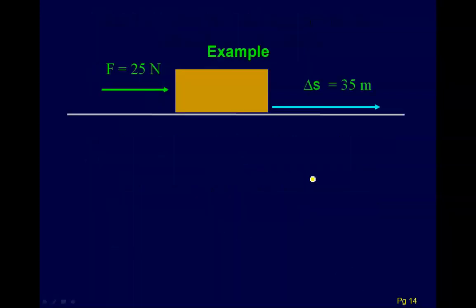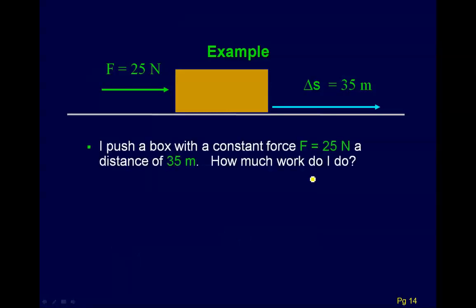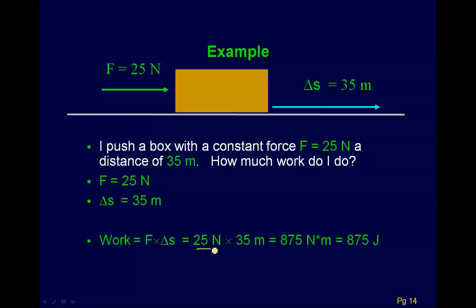Let's try an example. Here's a box. I'm pushing on the box with a force of 25 newtons through a distance of 35 meters. How much work do I do? Using this new equation, you just take the force times the distance, and you get 875 joules. This is not too bad as far as difficulty. Just be careful, because probably 50% of our work examples will be simpler like this, and it's very easy to make it seem more complicated than it really is.